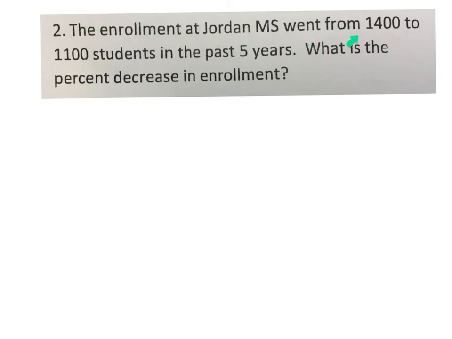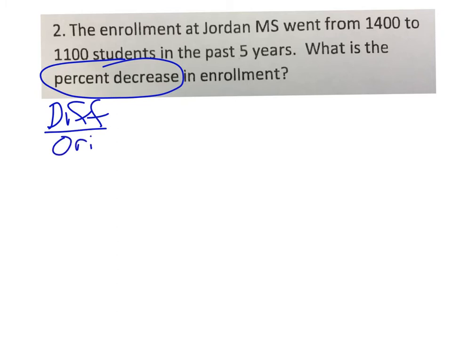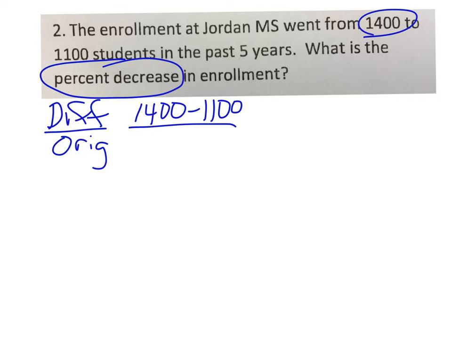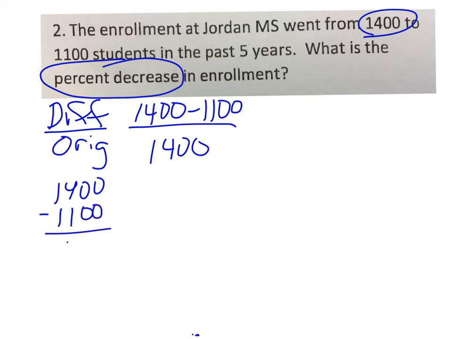The enrollment at Jordan Middle School went from 1,400 to 1,100 students in the past 5 years. What is the percent decrease? So there we go. There is our terminology that identifies difference over original. So difference means I'm subtracting them. So 1,400 minus 1,100. And the original, it started at 1,400. So it is the larger number this time. Okay, so let's subtract 1,400 minus 1,100 equals 300. So we got 300 over 1,400.